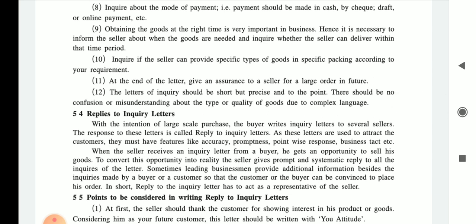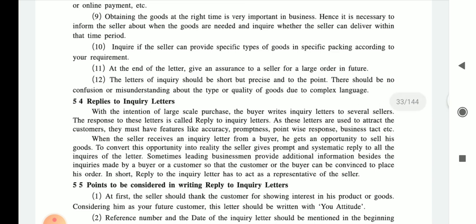See, for every business, it is a very important part that the goods which you have ordered are received on time. Hence, it is necessary to inform the seller about when the goods are needed and inquire whether the seller can deliver within that time period. If you want to inquire, you have to make clear from the businessman whether he or she will be able to deliver the goods on time or not. It is the most important part.